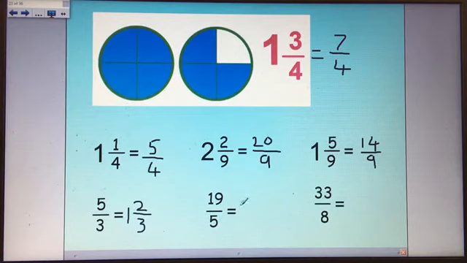5 goes into 19 3 times. 3 times 5 is 15, and you've got 4 left over, so that's 3 and 4 fifths. And last one, 8 goes into 33, or 8 times 4 is 32. That's 4, and then we've got 1/8 left over.